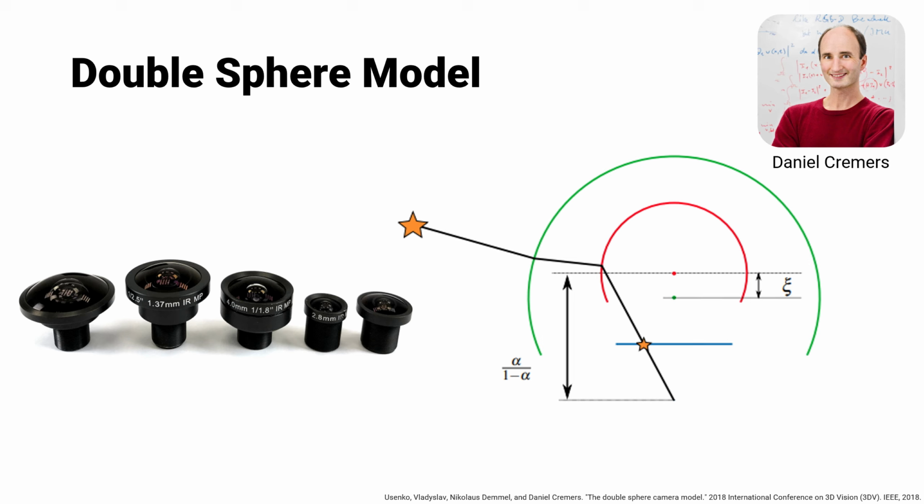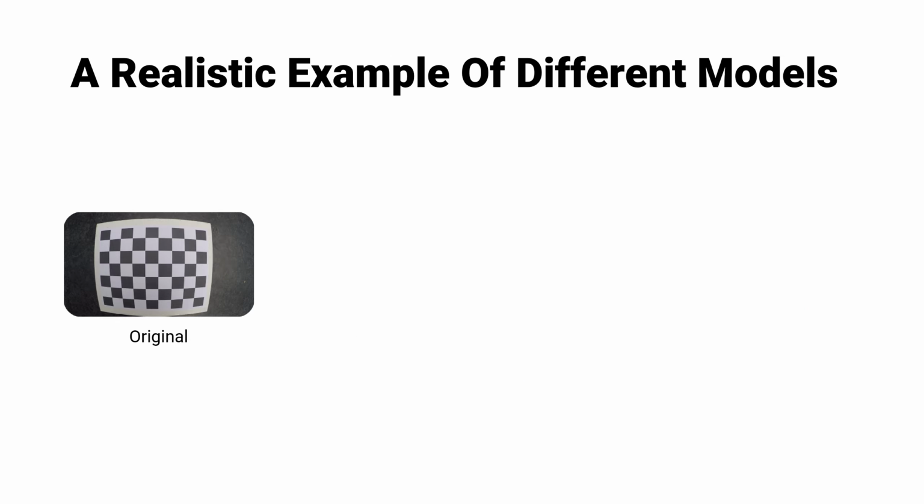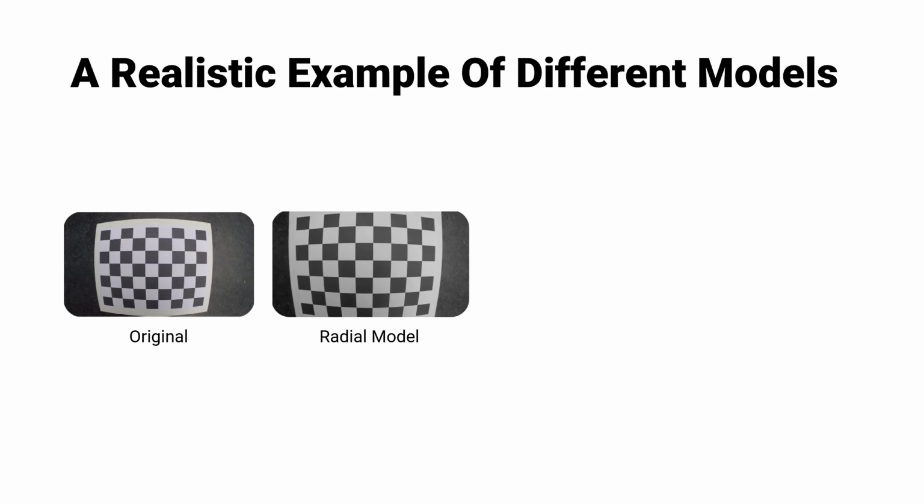Let's look at a few realistic examples of different models when we take images from the GoPro like we discussed, and if we undistort it, how does it look? This is the original image. You clearly see this distortion where straight lines are not straight. In this particular case, it resembles a parallel distortion. If you just do radial distortion, this is what it looks like. It does correct it somewhat, but it's not really that great.